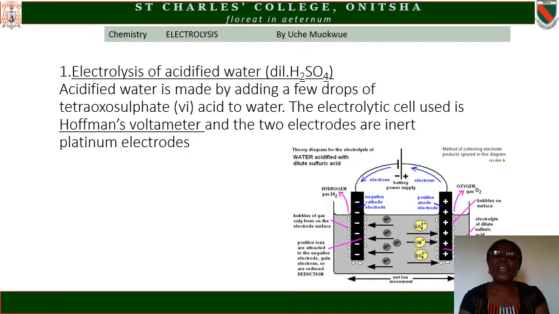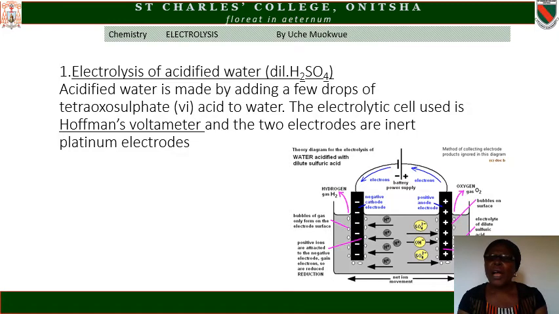Now, let us look at this first specific electrolyte. This time around, we are going to look at electrolysis of acidified water. Acidified water is made by adding a few drops of tetraoxosulfate(VI) acid to water. The electrolytic cell used is Hofmann's voltameter, and the two electrodes are inert platinum electrodes.